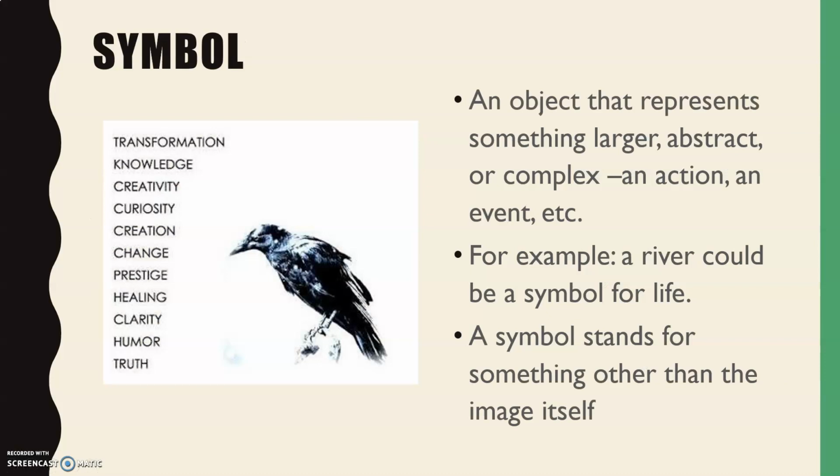So, symbol. An object that represents something larger, abstract, or complex, an action, an event, etc. For example, a river could be a symbol for life. A symbol stands for something other than the image itself. So here we have a crow, and in literature and media, it stands for a variety of different symbols, from transformation to clarity to change, healing.